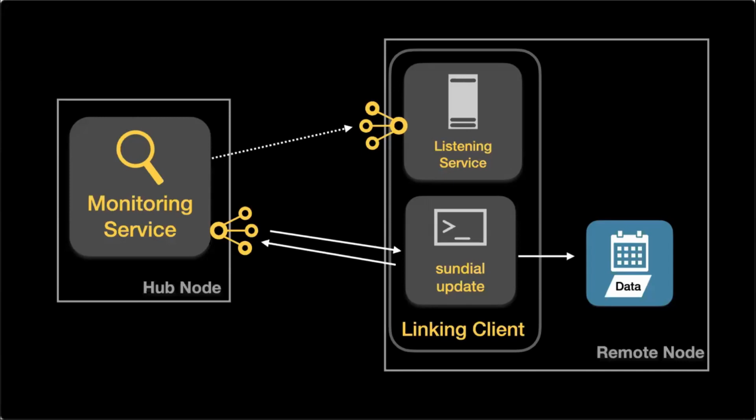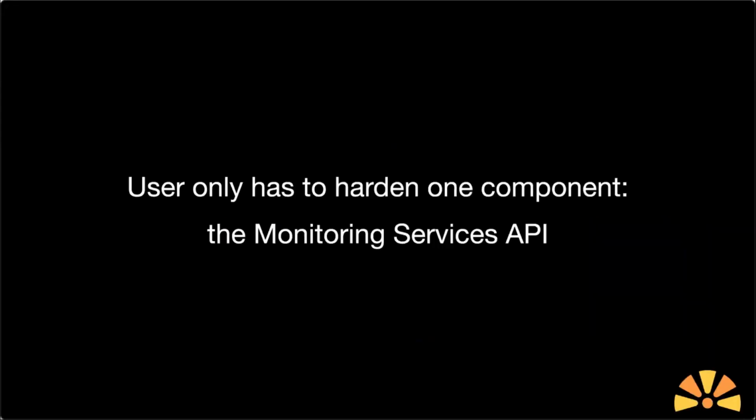We designed the flow of information like this to provide the user the convenience of only having to harden one component, the monitoring service's API. When we say harden, we're referring to the security measures we've put in place that the user has to implement to use Sundial on multiple nodes.